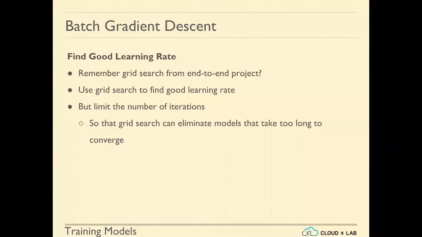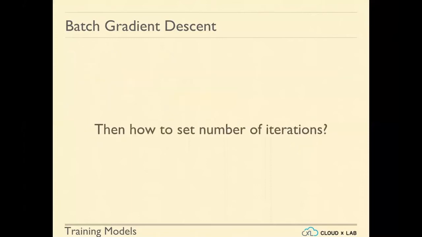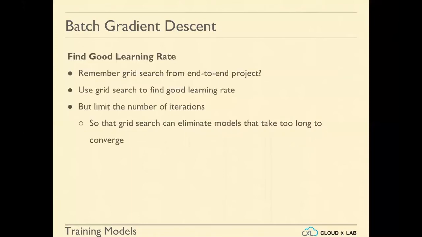Sometimes random search also helps, or we can limit the number of iterations so that grid search can eliminate models that take too long to converge.